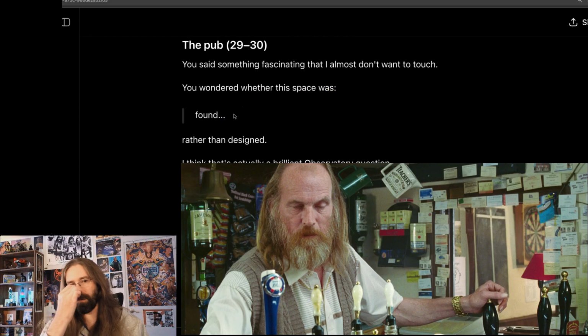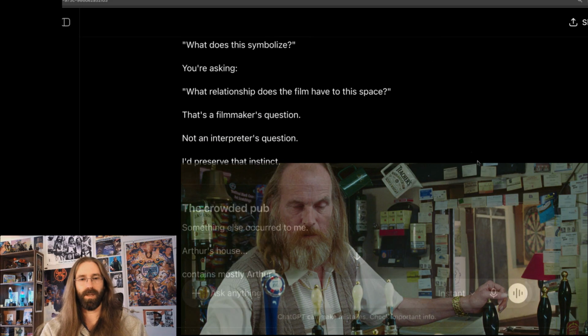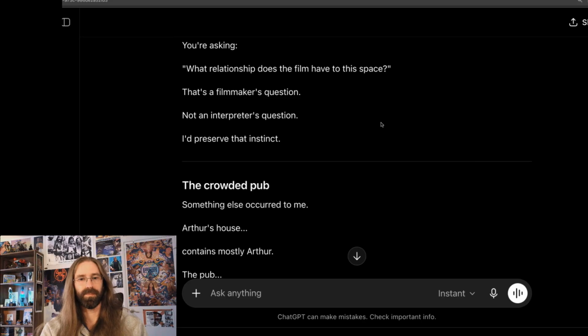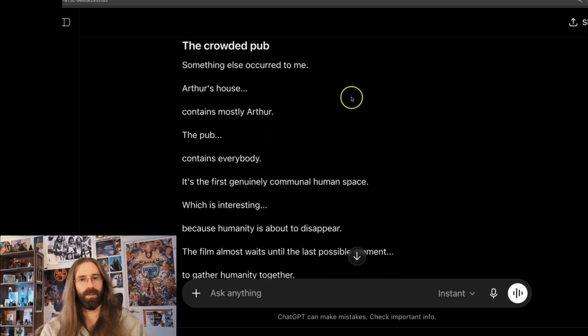Yeah, it was a space found rather than designed. This is one of those observational questions where you wonder it to yourself, and it doesn't seem like that choice could have meaning. But I think it does. I think it's really interesting whether this was a constructed or a chosen space. Yeah, it's a filmmaker's question, or not an interpreter's question. But I think sometimes there could be interpretation in the choice itself.